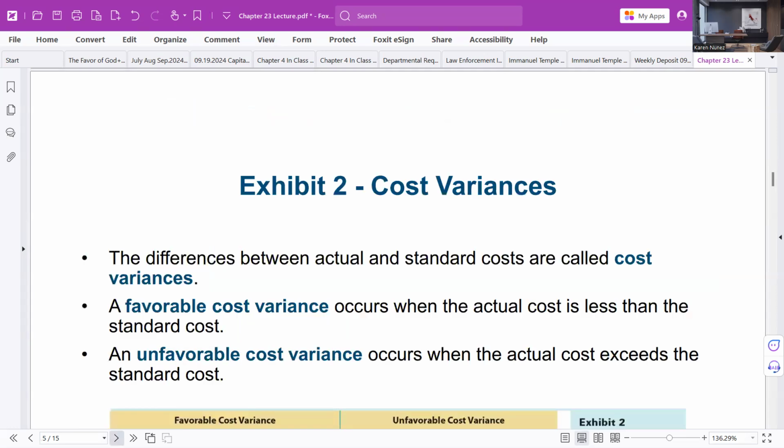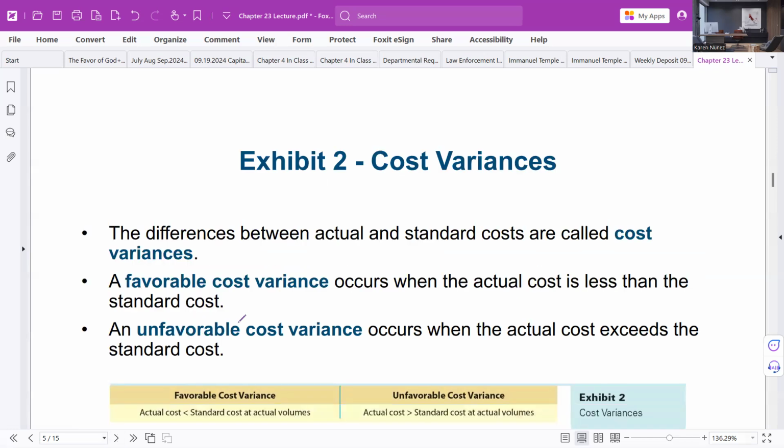Let's move on and talk about variances. So whenever we measure something with a standard, at some point, we need to compare that standard, which essentially tells us what we think it should cost, what we expect it to cost. We need to compare it with what it actually cost. And whenever you compare a standard with an actual, if there's a difference, that difference is called a variance.